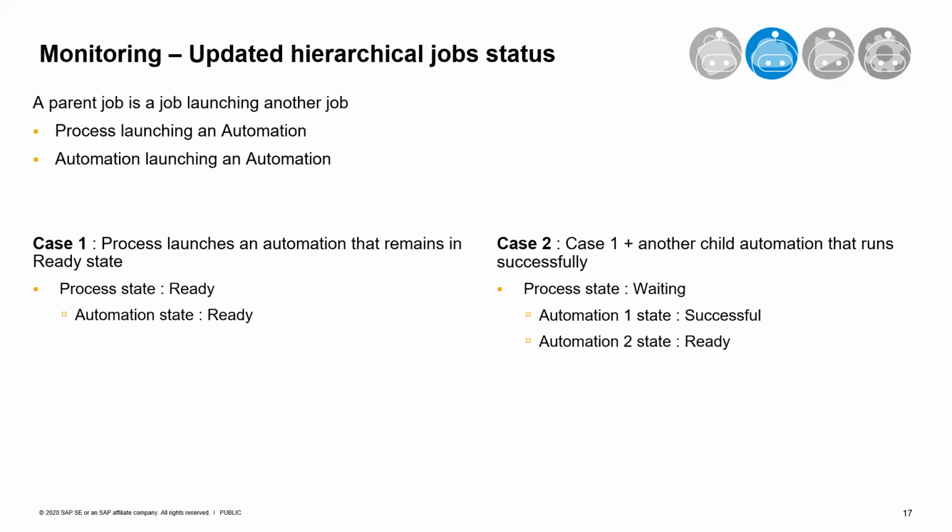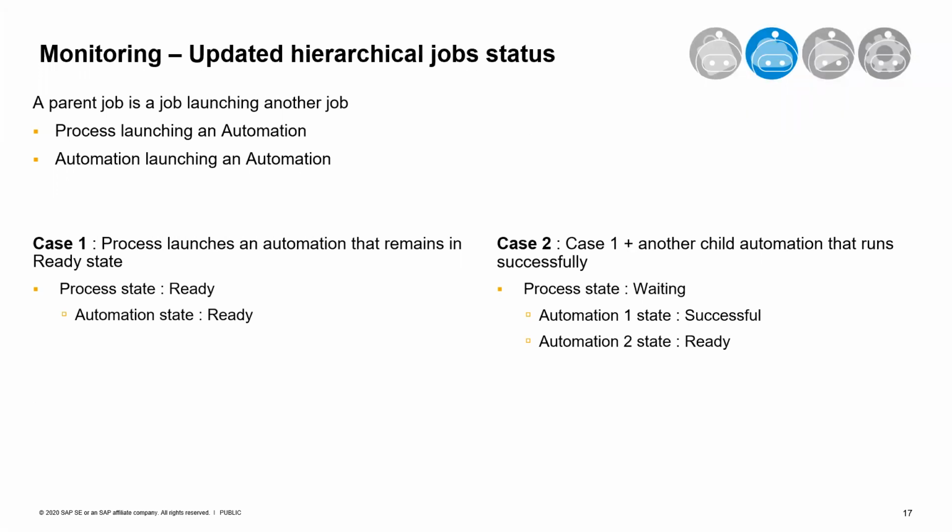Additionally, you can also monitor hierarchical job status. This means that when a job launches another job, the status of the parent job will depend on the status of the child automation that was launched. We have two use cases here. The first use case is a process that is launching an automation. If the automation is stuck in ready mode, then the process will have the same state.